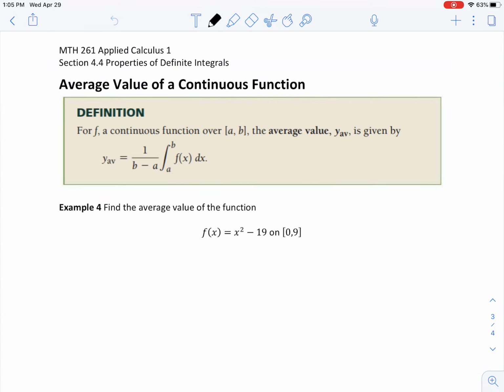All right, so the first video is processing, and I am going over the second part of section 4.4.